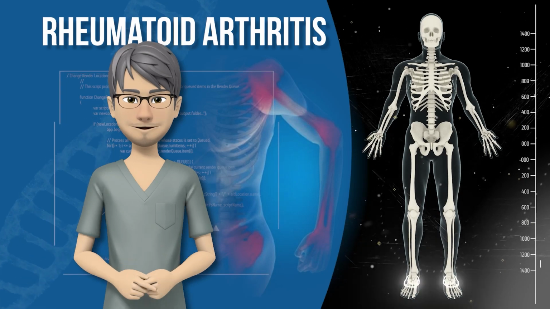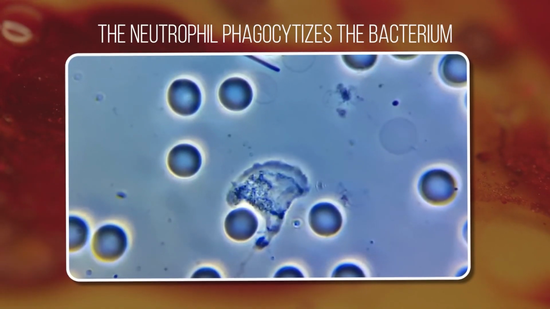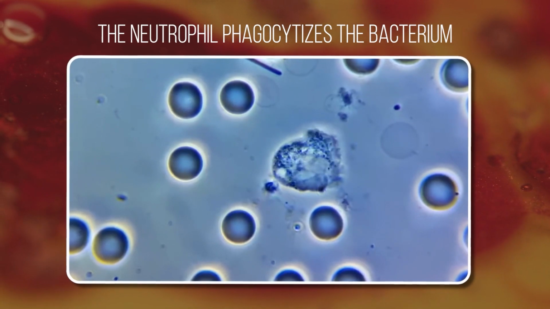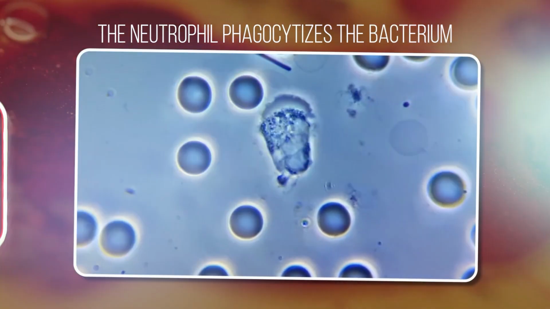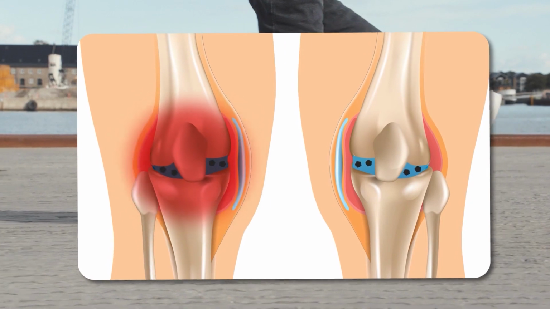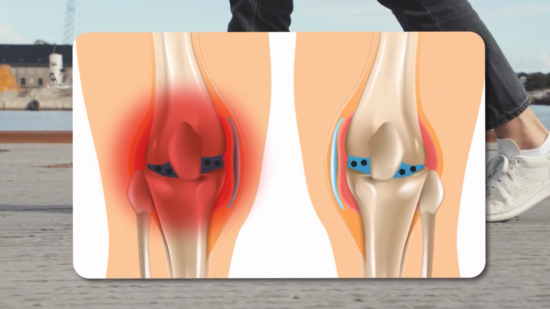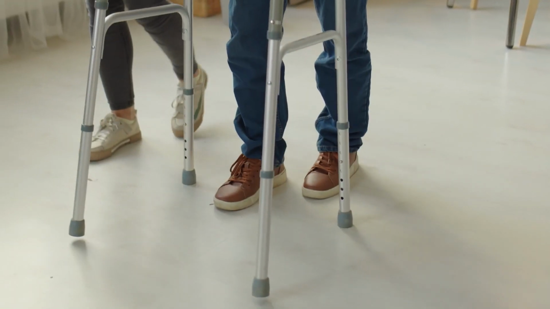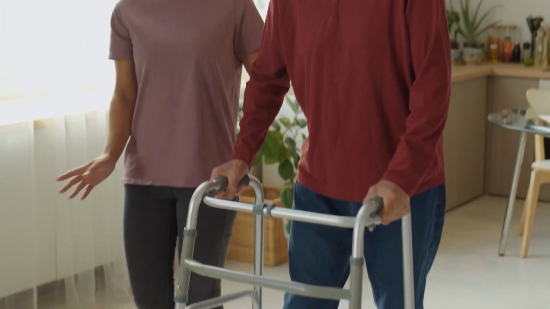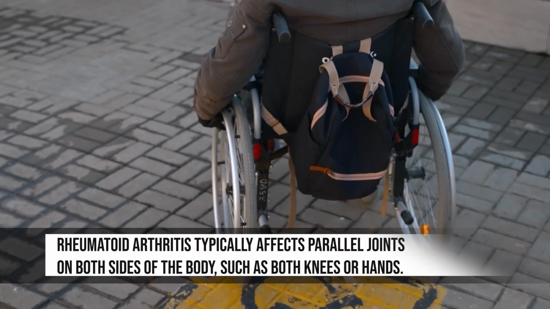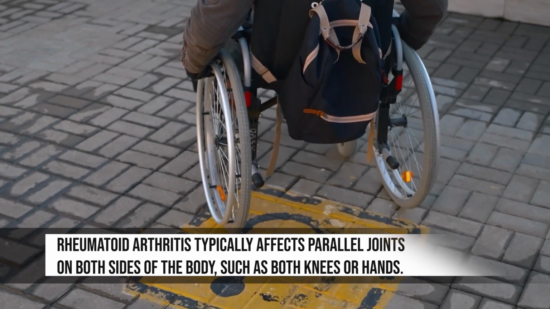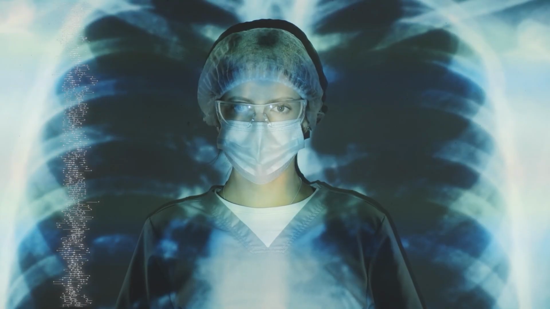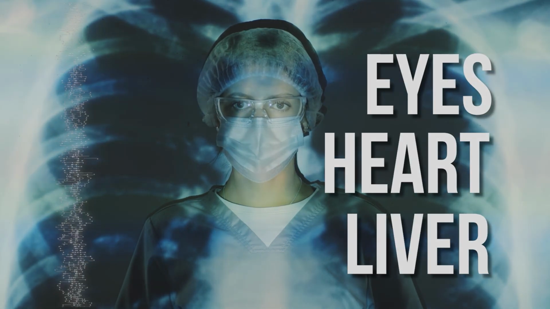In rheumatoid arthritis, the body's immune system attacks the tissues of the body's own joints and other organs. The immune system normally triggers inflammation that protects a person from viruses, bacteria, and other invaders. In people with autoimmune diseases like rheumatoid arthritis, inflammation becomes overactive and attacks healthy tissue, such as the lining of the joints, called the synovium. Persistent inflammation can eventually lead to permanent damage to joints and other organs and create worsening pain in the process. Rheumatoid arthritis typically affects parallel joints on both sides of the body, such as both knees or hands. It can also affect internal organs, including the liver, heart, and eyes.